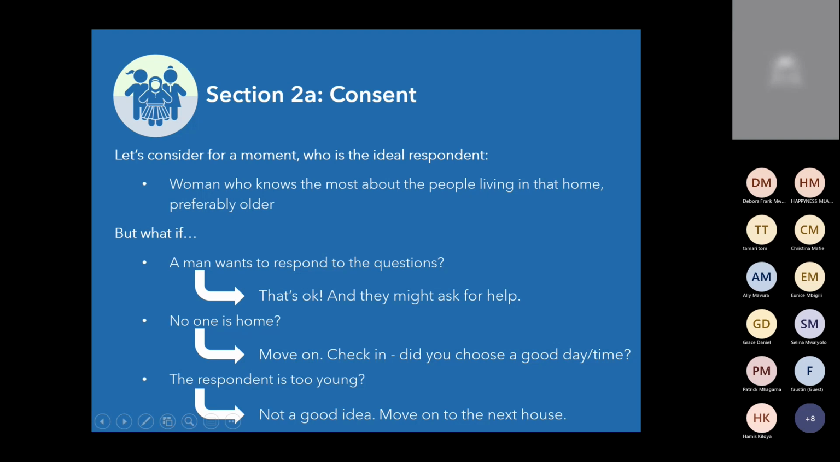Can you all please make sure you're muted unless you have a question?